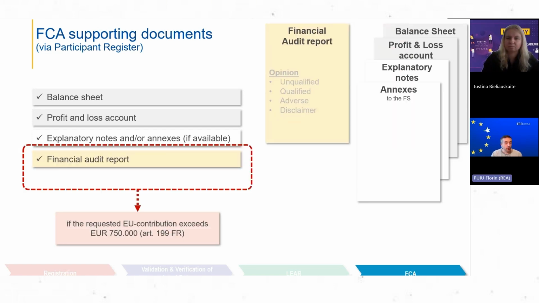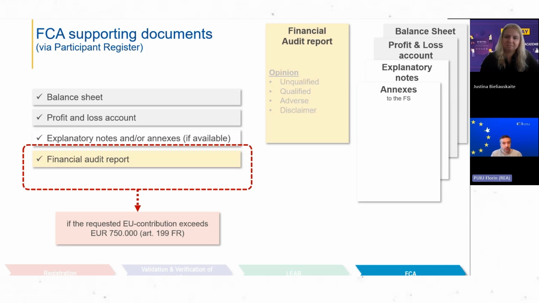In case your organization requests an EU grant of more than 750,000 euros, according to the financial regulation, we must have a higher assurance on the reliability of the accounts. This assurance is provided by financial audit reports provided by an external auditor. So in this case, we need a financial audit report, not a compliance report, not a performance audit, and not a certificate on the financial statements. We need to have the financial audit report.